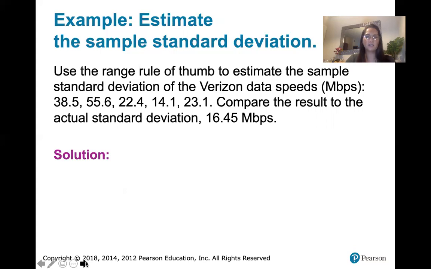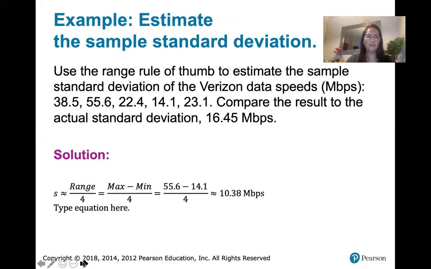So here's the solution. Well, first we're asked to estimate that sample standard deviation. So we need to find the range and we need to divide it by 4. Well, the range just comes from taking that maximum value of 55.6 and subtracting that a minimum value of 14.1. So we've got that right here.